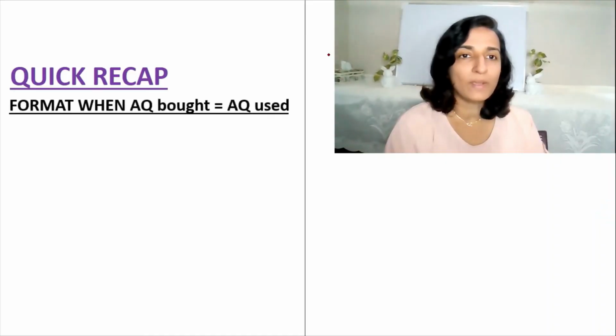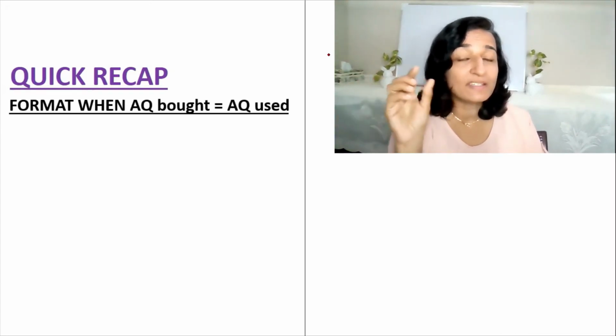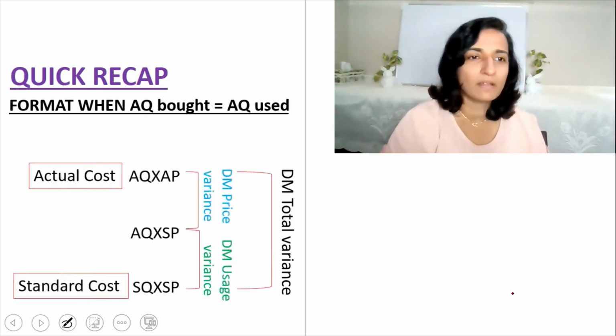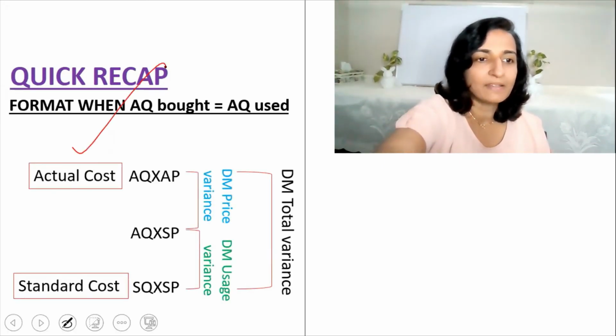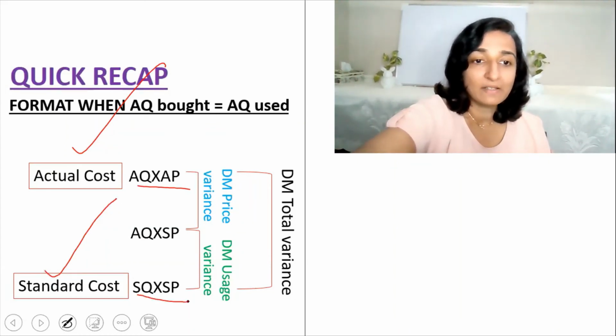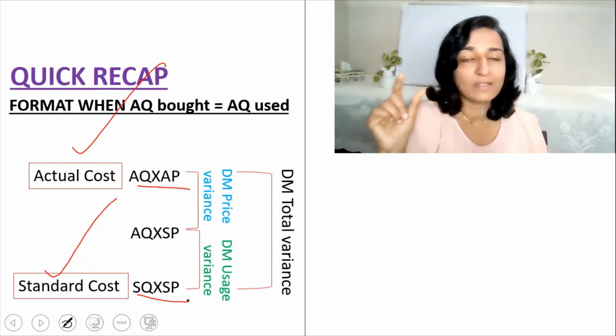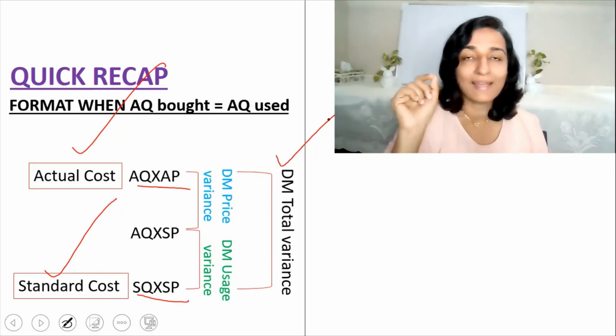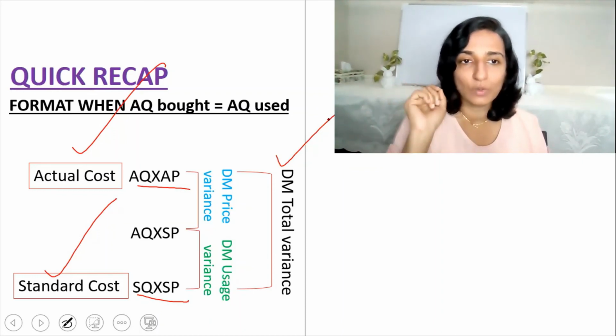Okay, now we will have a quick recap of what we studied in today's class. The format when actual quantity bought is equal to the actual quantity used. That is when stocks is equal to 0. So what is the format? The actual cost on top and the standard cost here. Actual cost is nothing but actual quantity into actual price, and standard cost is nothing but standard quantity into standard price. And the difference between the two is known as the direct material total variance.